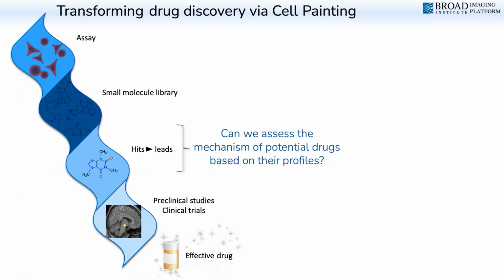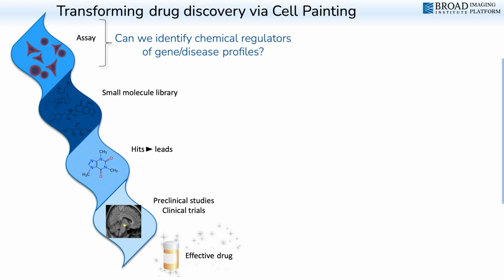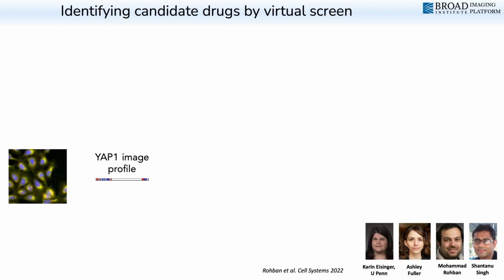I'm going to try to skip over a couple of things here. Maybe skip this one because it talks about mechanism of action. I'm going to skip over to talking about this idea, which is, can we try to find chemical regulators of genes and disease profiles? So typically, let's say you have a gene like YAP1, for example, a gene that might be implicated in some disease. Typically, you want to find chemical regulators of that. You want to find something that modulates it, either amplifies it or turns it off.